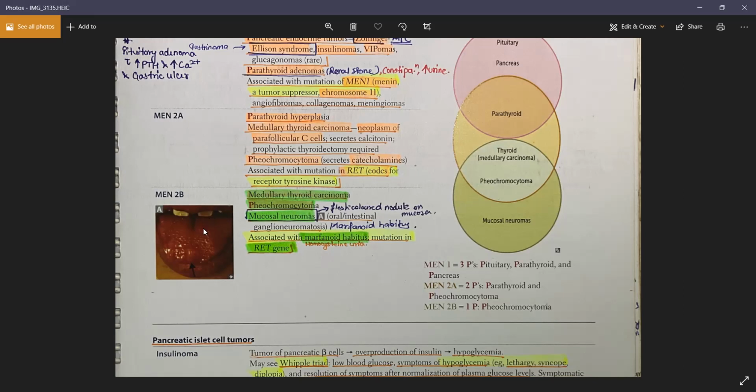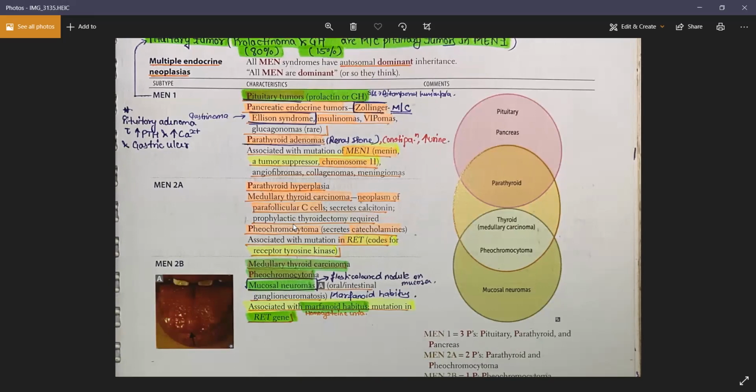But along with that, the patient will have some bumps on the mucosal surfaces like the tongue. As you can see, these are the mucosal neuromas. Plus, the patient will also have the pheochromocytoma and the medullary thyroid carcinoma. The mucosal neuromas will present as flesh-colored nodules on the mucosa. If they do not give you the picture of the patient, they will describe these tumors as flesh-colored nodules on the mucosa.